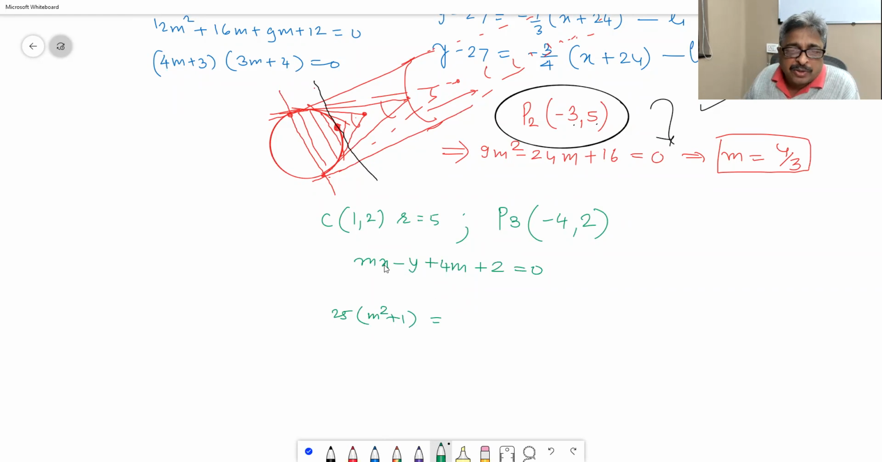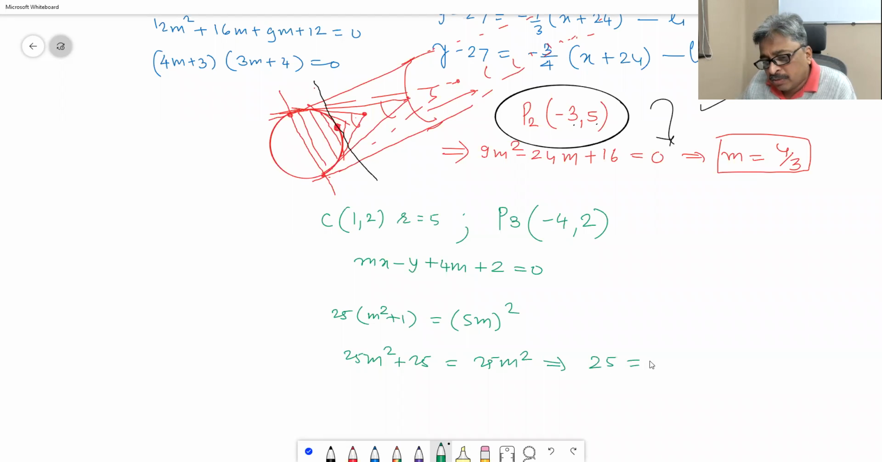Let me put m is 1. So 4 5m minus 2 plus 2 gone. 25m square. Is that correct? So 25m square plus 25 is equal to 25m square. That is the quadratic equation that I have, which if I simplify, I get 25 is equal to 0.